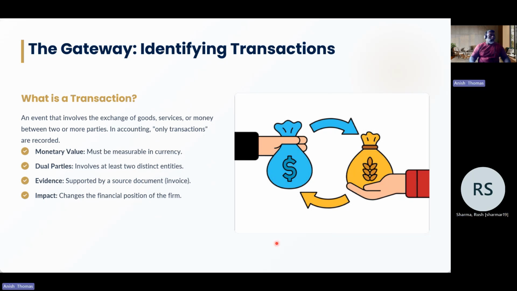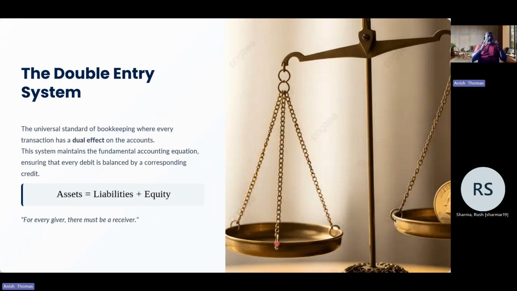Yeah. So moving on. In accounting, we have this concept called the double entry system. By double entry, we mean every transaction has two aspects in it. The first we call debit, and the second we call credit. So in any transaction, there is always a debit aspect and a credit aspect. This is what is known as the double entry system.